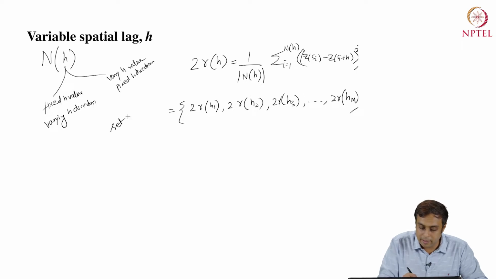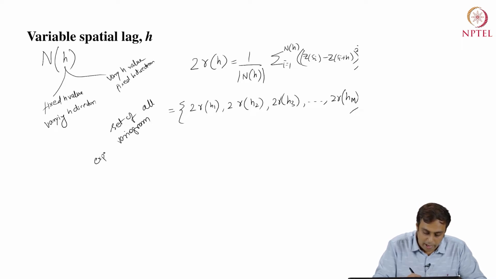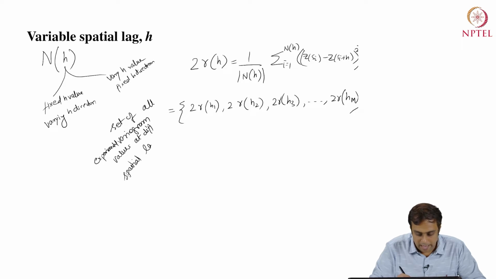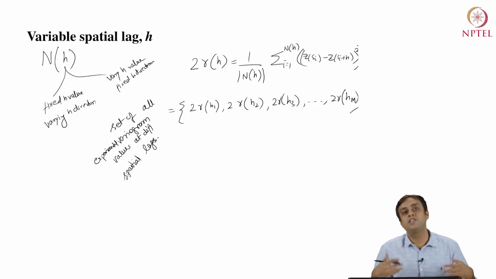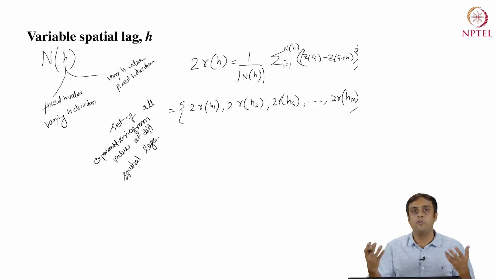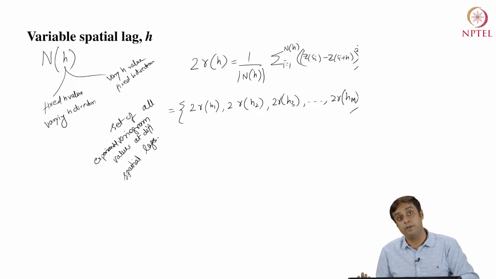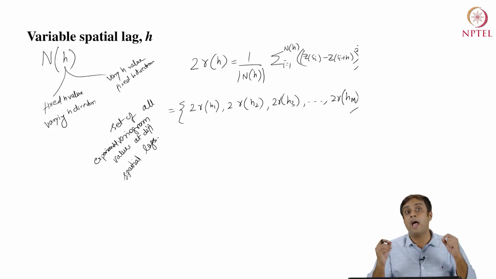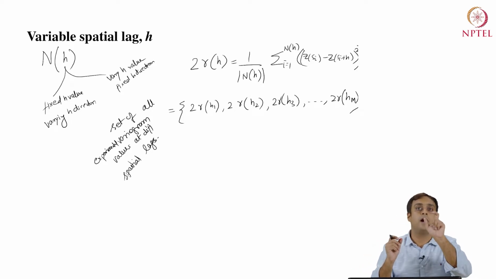This is the set of all experimental variogram values at different spatial lags, right. Now, spatial lags will depend on what the domain size is, what the domain shape is, and so on and so forth, whether you are working with a regular lattice or an irregular lattice and what not. But the point is, now I have more than one representation of 2 gamma h.